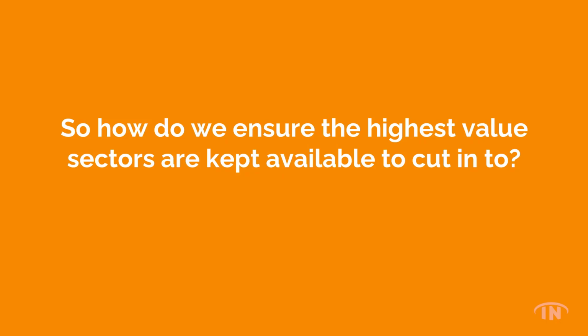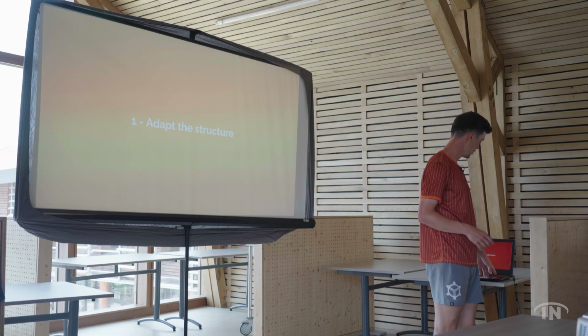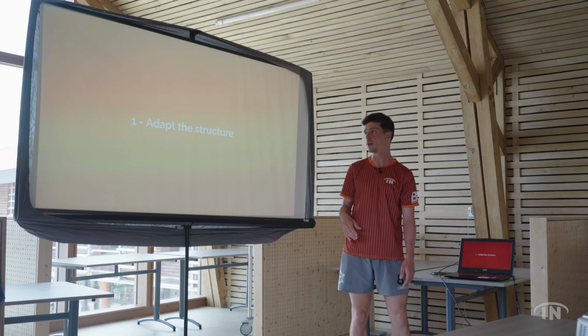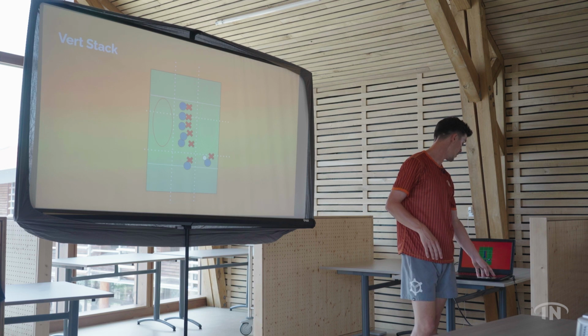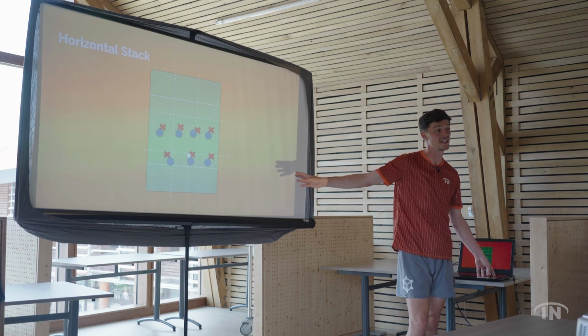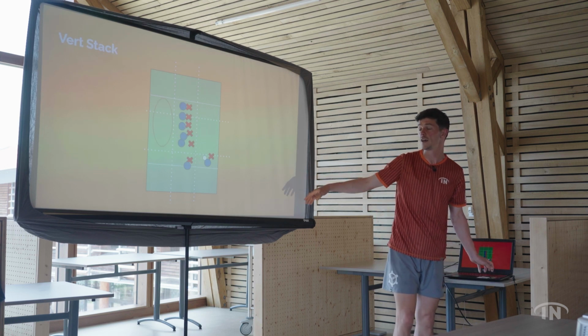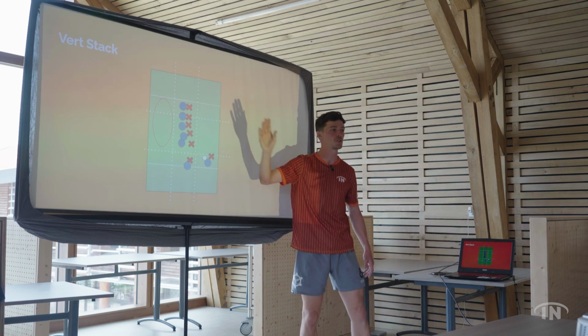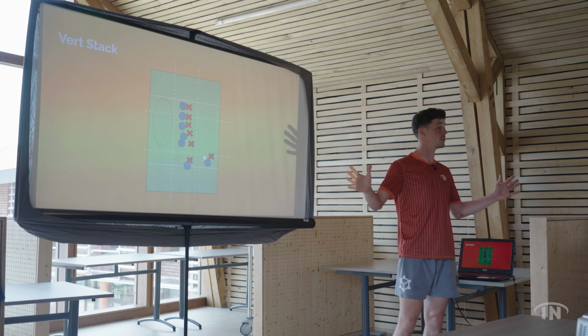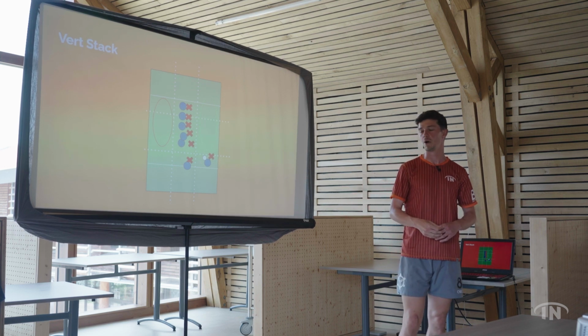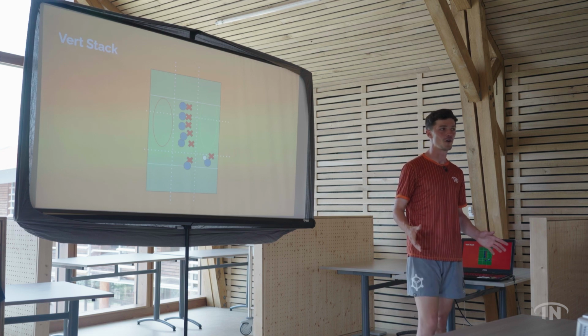Now, how do we ensure that these high-value options, high-value sectors, are kept available for people to cut into? So the first thing that we can do is adapt the structure. Those pictures that we looked at of vert and of horizontal are our best case scenario for offense, when all of these defenders are going, okay, I'm just going to stay super tight and stay on the open side, and my job is just to take away the open side. But I'm sure most of us know that's generally not what happens.